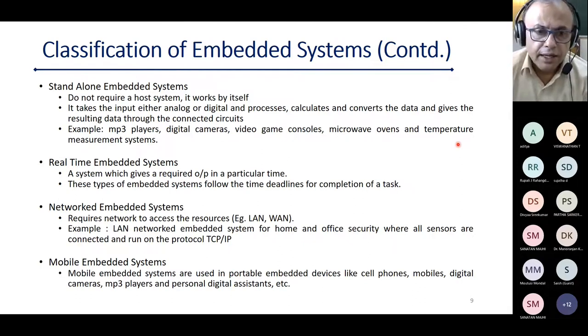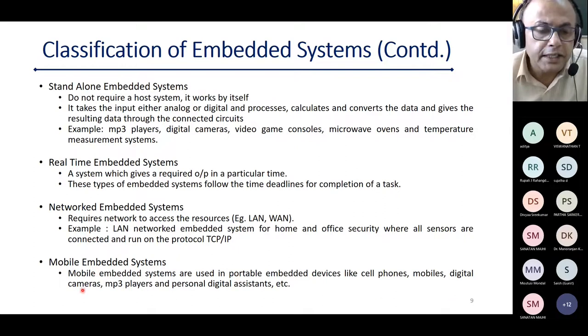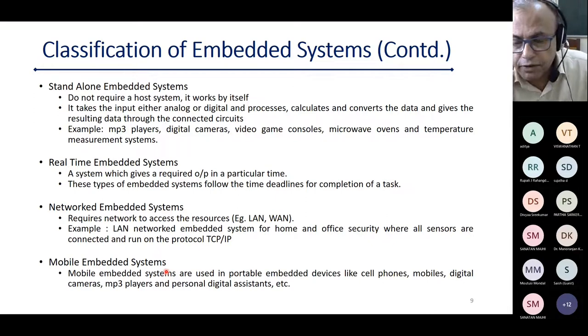The digital camera, if it is integrated with my cell phone, then through this embedded system, whenever I take a snapshot through the powerful digital camera, the snapshot will come into my Google Drive itself. That way it is possible.